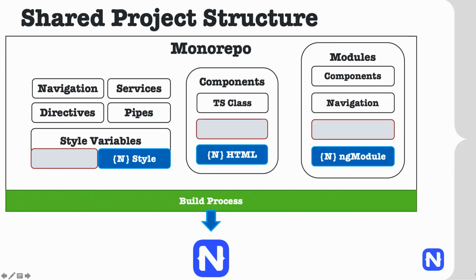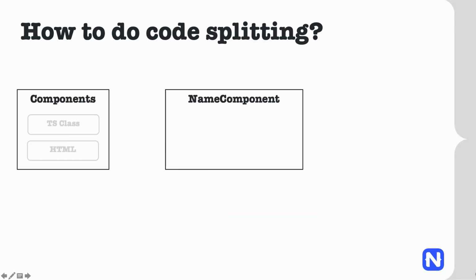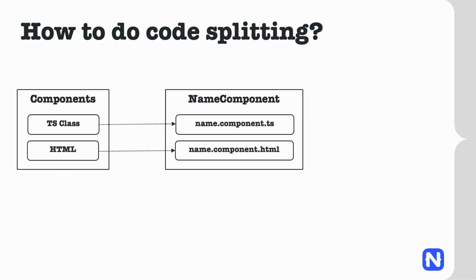Okay, so code splitting. Obviously I was showing you that I want to have 2 markup files for each of my components and maybe 2 style sheets. How do we achieve that? If I have this super basic component, I call it name component, which has 2 files, name.component.ts and name.component.html. I expect to share this one, but I want to have 2 versions of this.